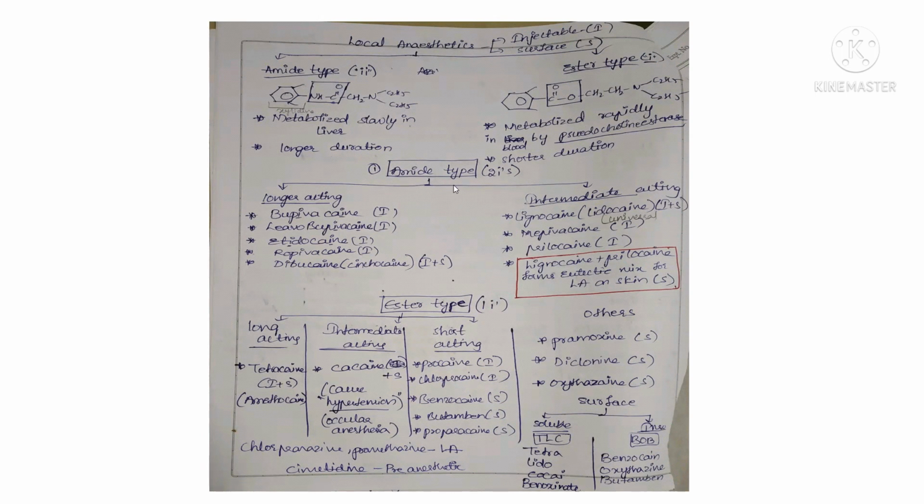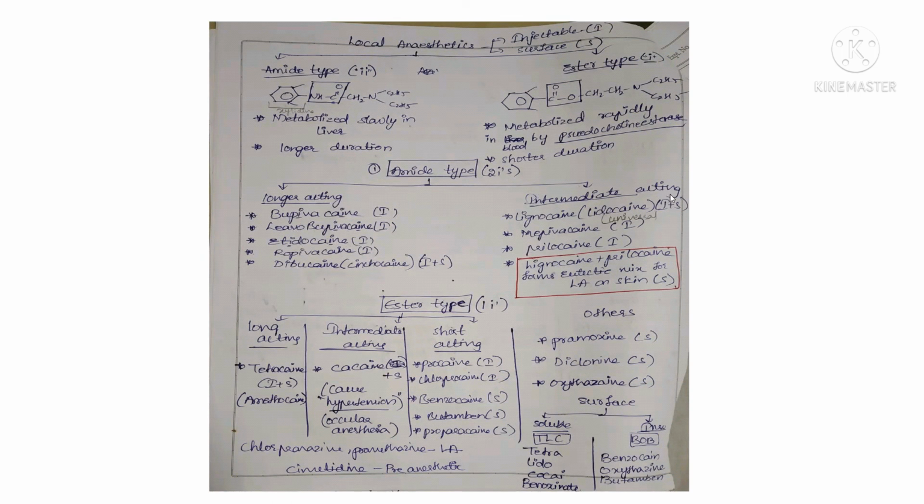Now we'll study the amide type drugs. These are of 2 types, longer acting and intermediate acting. Under longer acting, we have bupivacaine, where we can see 2 I's, and levobupivacaine, etidocaine, ropivacaine, and dibucaine, which is also called cinchocaine. The first 4 drugs are injectable, and the last one is both injectable and a surface anesthetic.